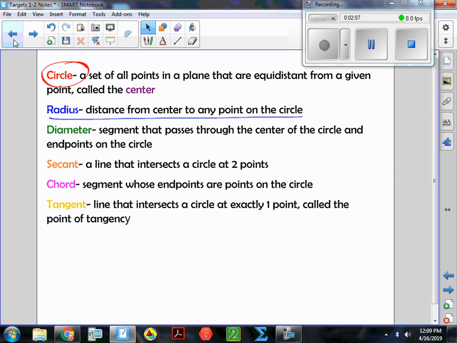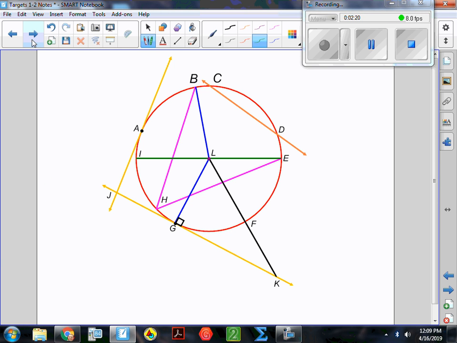A diameter. In green, diameter is a segment that passes through the center of the circle and has endpoints on the circle. So key here is that it is a segment, has endpoints on the circle. So I have one diameter shown, diameter EI. If we're naming it, we have to put the segment bar over it. When you guys go to name it on a test, if you don't have the right symbols, you will get the answer wrong. So EI or IE, that is the only diameter shown with letters on this circle. Diameter, EI or IE.